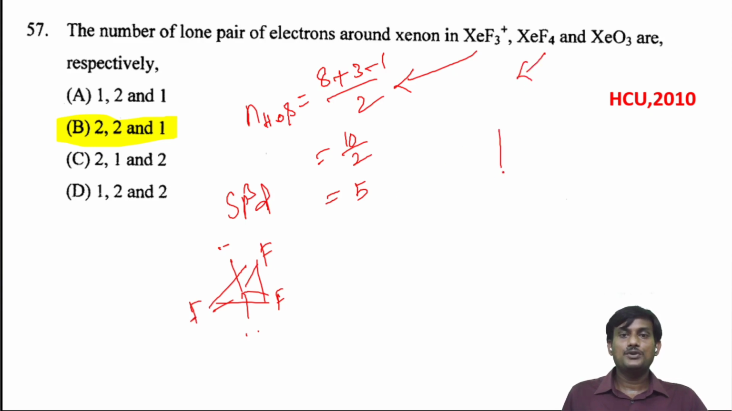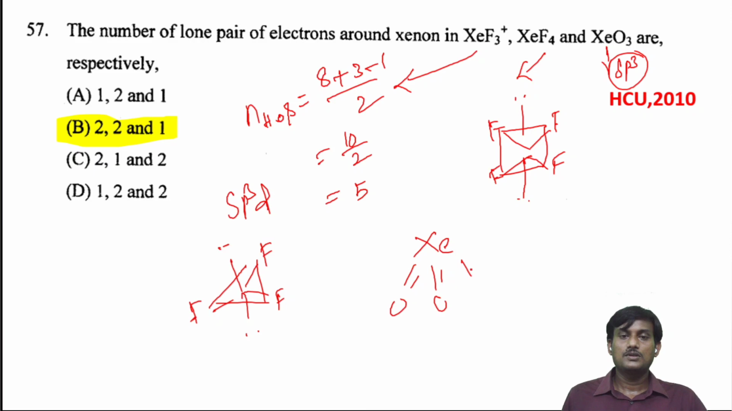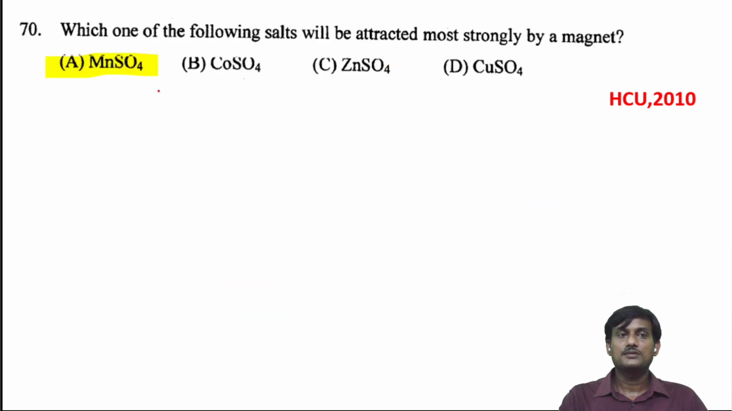And if we take XeF4, this one is sp3d2, and we have 2 lone pairs of electrons, and here we have fluorines. You know the structure of XeF4. And XeO3, here the hybridization is sp3, and this is the structure of XeO3, and here we have 1 lone pair of electrons. So this is the correct option.